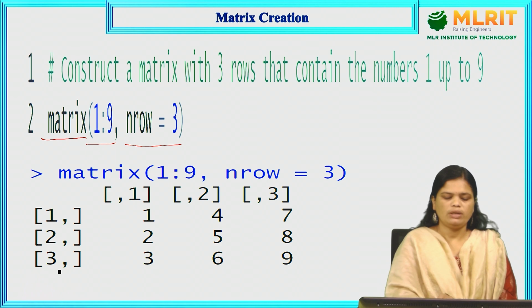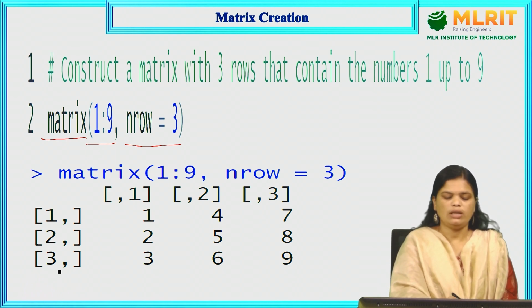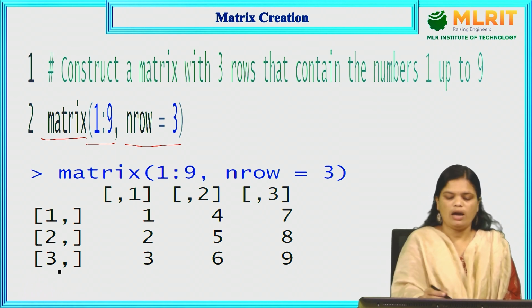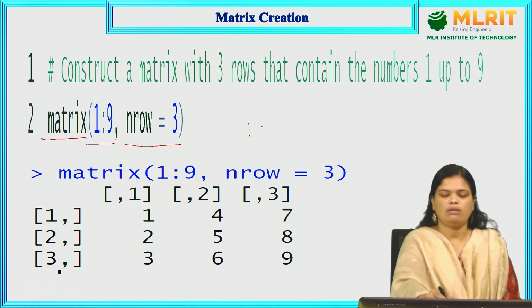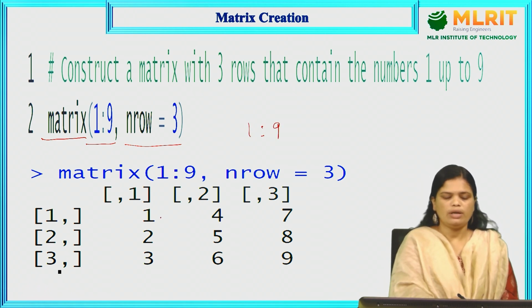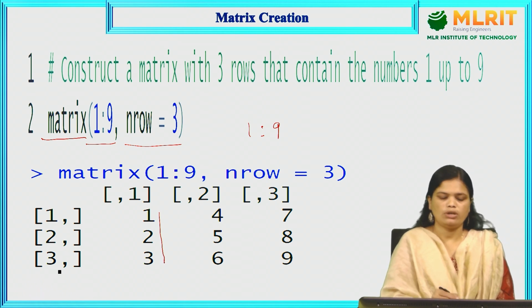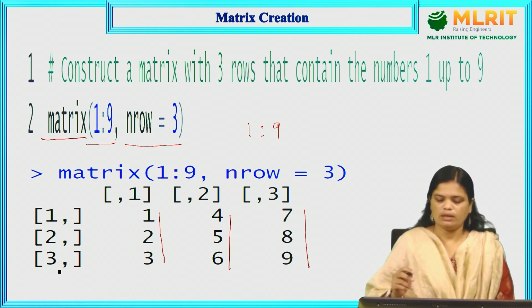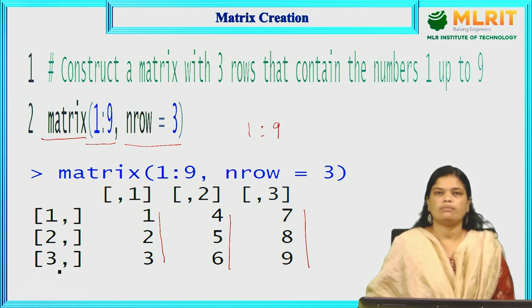Look at the output here, how the values are arranged. So, I have given 1:9, so the values from 1 to 9. Look at here how the values are arranged: 1, 2, 3, 4, 5, 6, 7, 8 and 9 in the output.